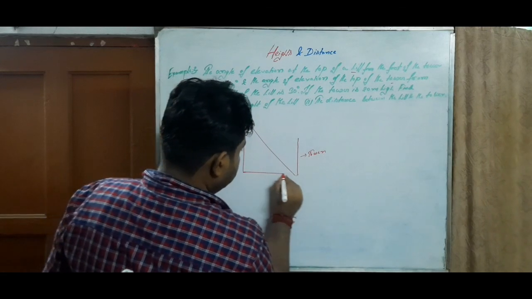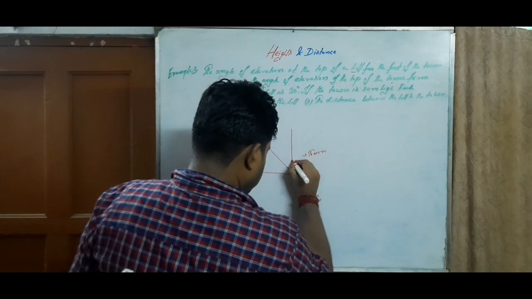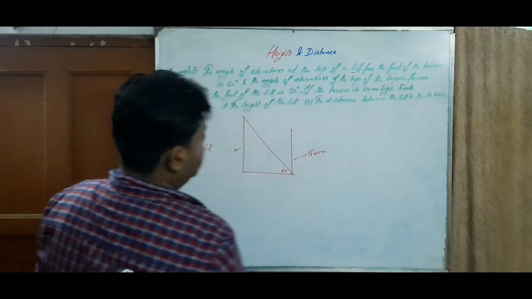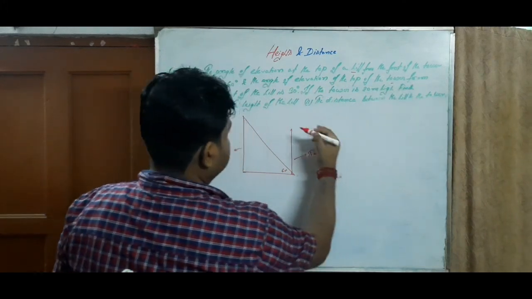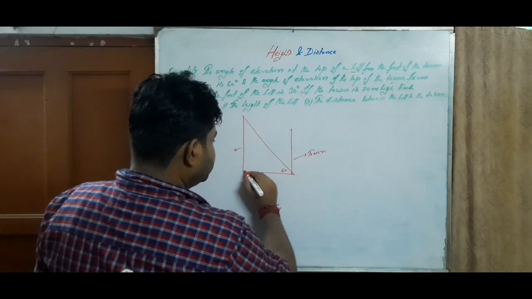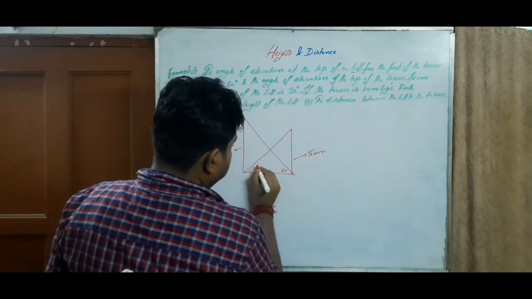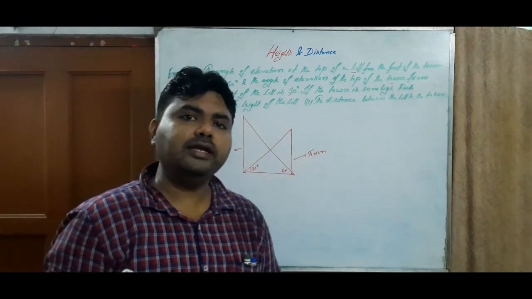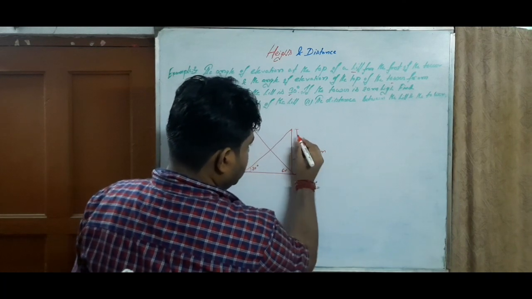So this is 60 degree. This is the tower. Now the angle of elevation of the top of the tower, this is the top of the tower, from the foot of the hill. So this is the foot of the hill. The angle of elevation of the tower from the foot of the hill is 30 degree. If the tower is 20 meter high, so this is 20 meter.